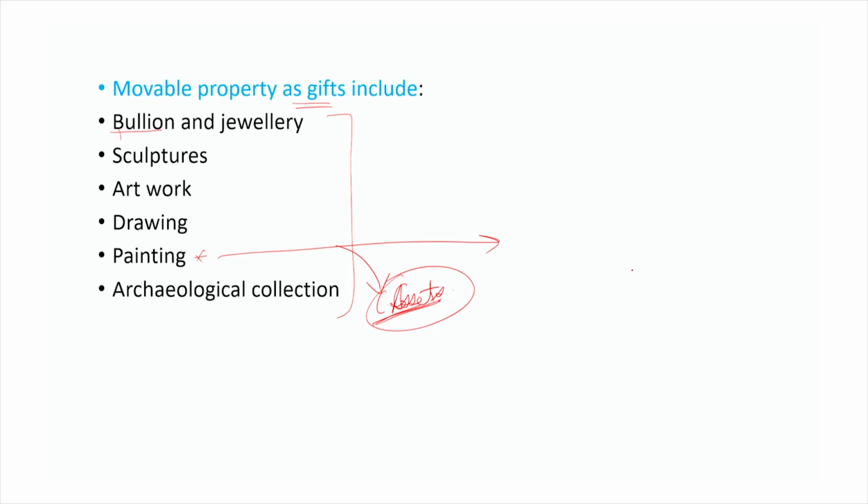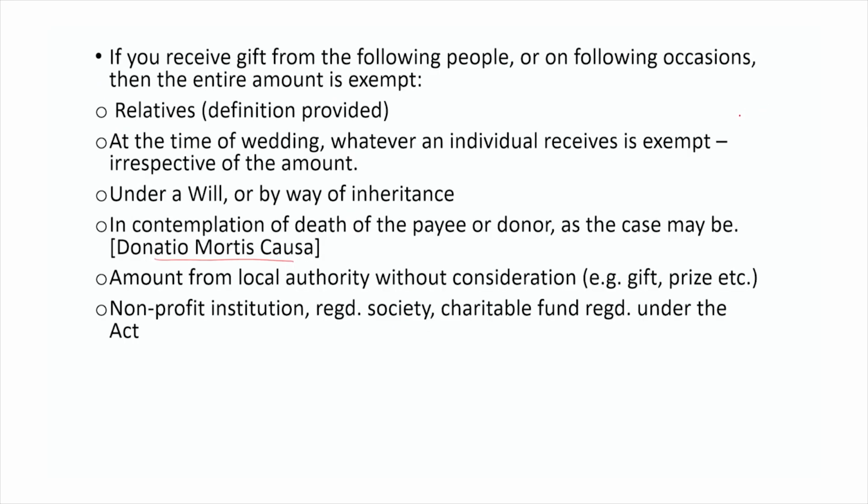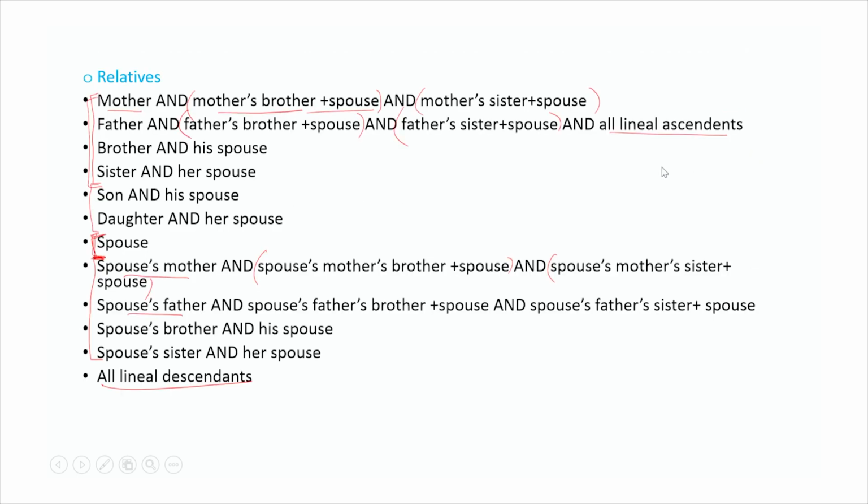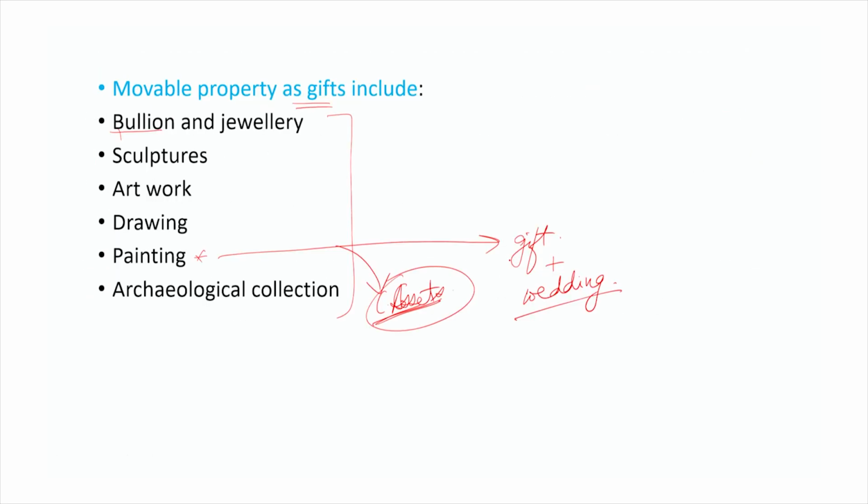But if you are receiving this gift of a painting of a very famous artist, then at that point of time, given the fact that you're receiving this gift, and let's say you're receiving this gift at the time of your wedding, right? So if you go back and you see at the time, whatever an individual receives is exempt irrespective of the amount. So over here, let's say for example, you're receiving that painting as a gift at the time of your wedding, that would also be then exempt, right?